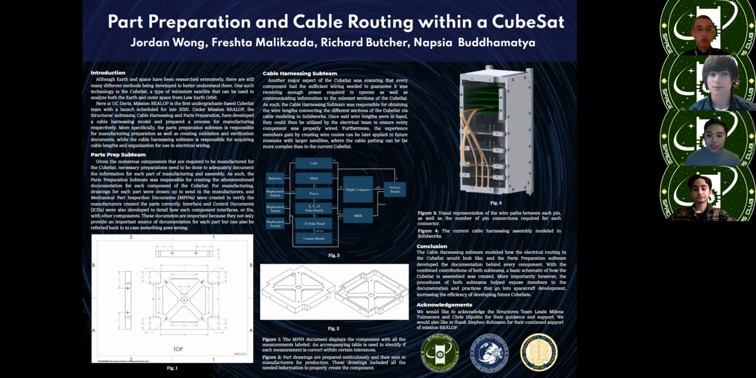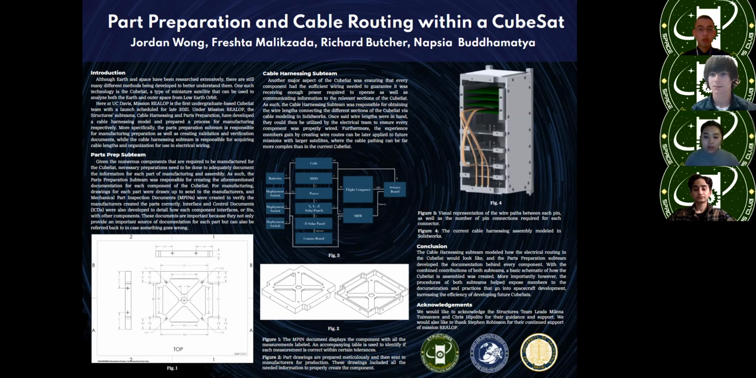Thank you, Richard. Cable harnessing is a team that is tasked with acquiring the wire lengths that are necessary to connect the different sections of the CubeSat together. So these sections may be batteries to coils, power to deployment switches, or the flight computer to the science board. These wires are used to power and connect these different sections together for communication purposes.